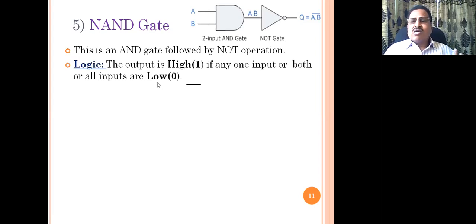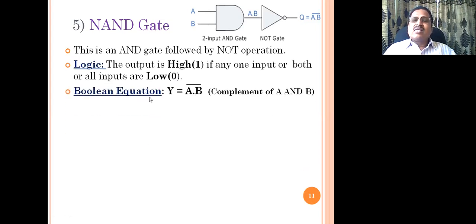Let's see here. In case of the two input NAND gate, output is 1 if any one or both inputs are 0. In general, for more than 2 inputs, 3 input, 4 input, 5 input types of NAND gate, the statement shall be: the output is high if any one input, more inputs, or all inputs are low. Is that clear? That means the equation becomes just the negation of the AND operation. The Boolean equation for the NAND gate will be y equals A and B complement, or you can read it as complement of A and B.